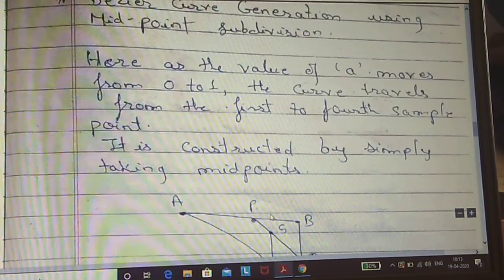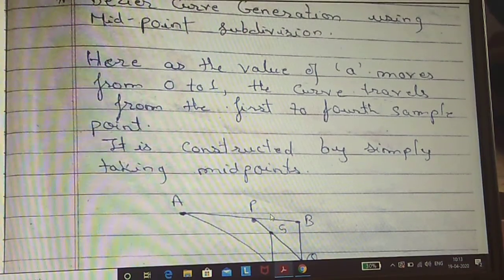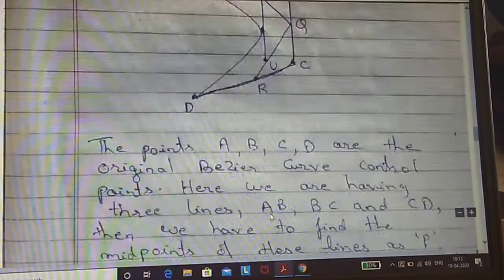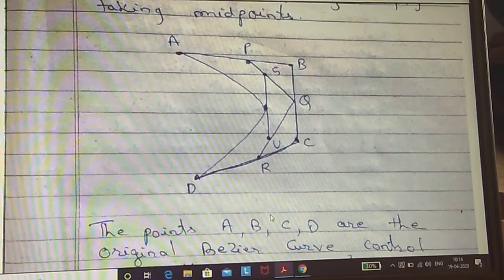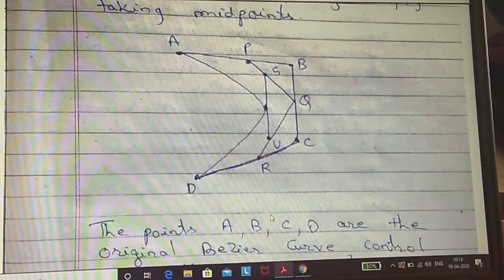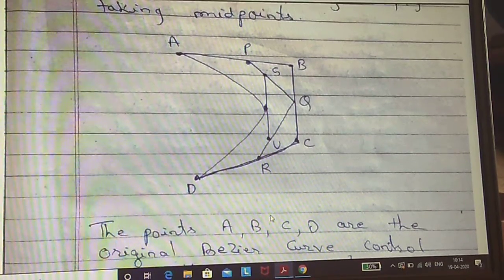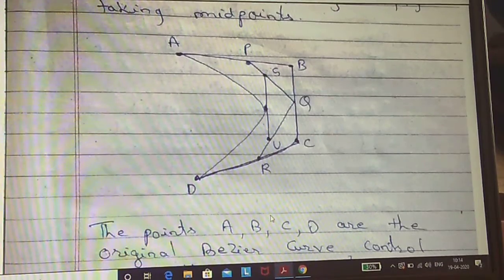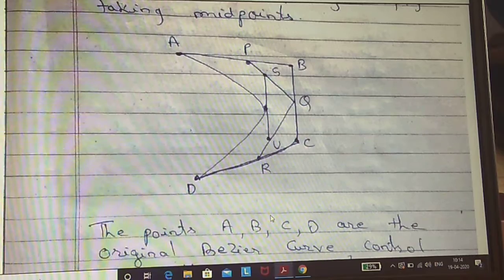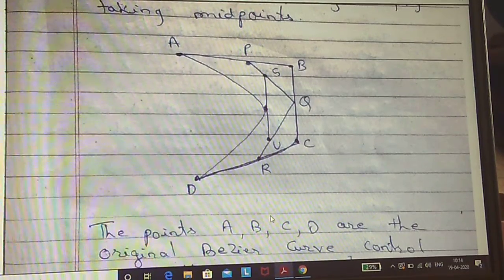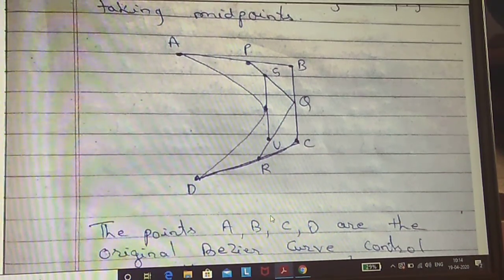Next is Bezier curve generation using midpoint subdivision. We will talk with reference to this image. Now here, as the value of a moves from 0 to 1 in Bezier curve, the curve travels from first to fourth sample point. But we can construct a Bezier curve without referring to the equations which we have seen. Now how this can be done? It can be simply done by using this midpoint subdivision.